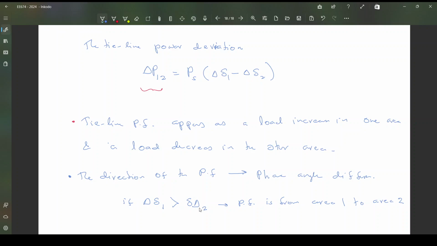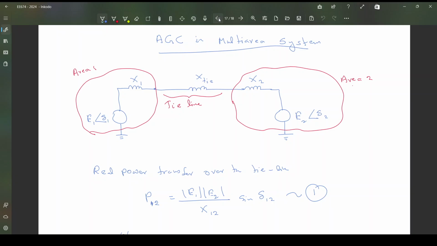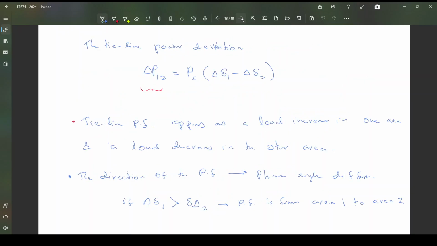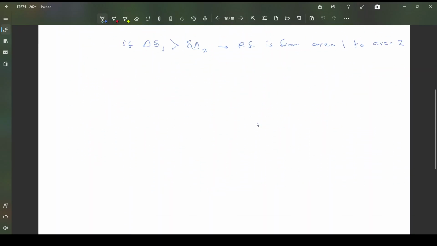So okay, now with the block diagram of the single area automatic generation control, and combining, now we have two areas, so we will have two such things, and then it is connected to the tie line. So you can draw the block diagram like this. So let's try to draw that.